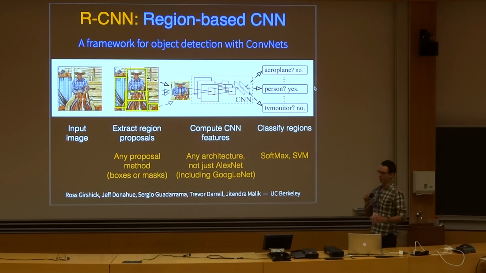The only thing that I want to add to what's already been said about the basic framework is to emphasize that this is a framework for object detection rather than a particular instantiation of it. For example, the region proposal could be any method that generates region proposals. They could be either boxes or specific masks for objects.